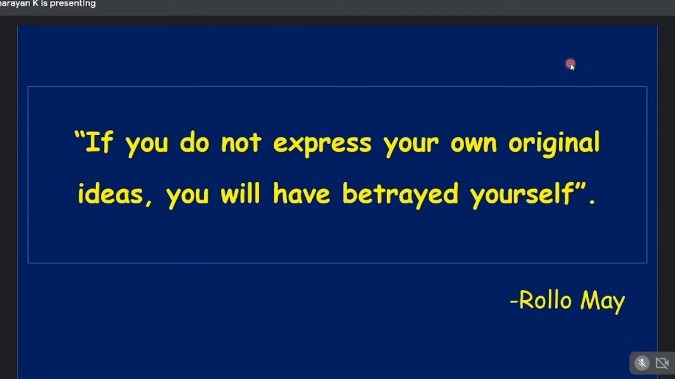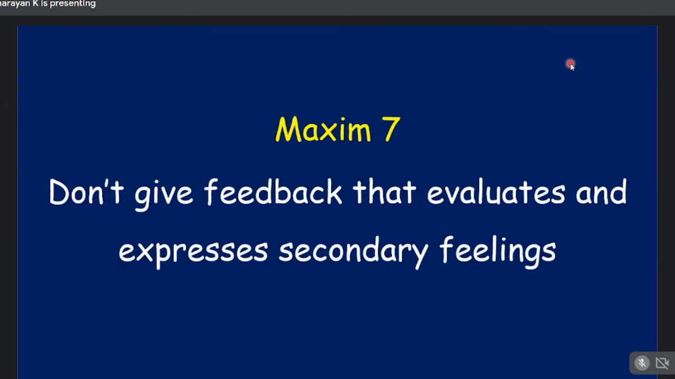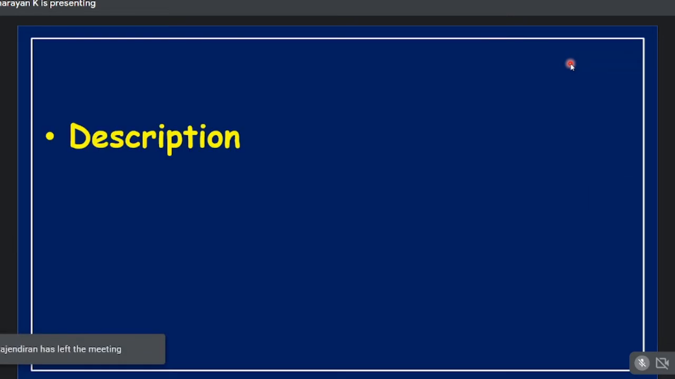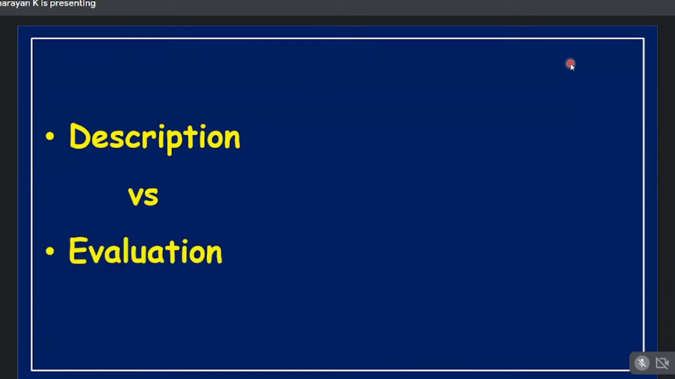If you do not express your own original ideas, you will have betrayed yourself. Maxim 7, don't give feedback that evaluates and expresses secondary feelings. I explained this, telling you that when you give feedback, you must describe the behavior. Very often, we evaluate the behavior. We are judgmental. Whenever we give any feedback, describing the behavior is much more effective than giving a judgment. We often judge students and pass a judgment. Our evaluation will be resented.